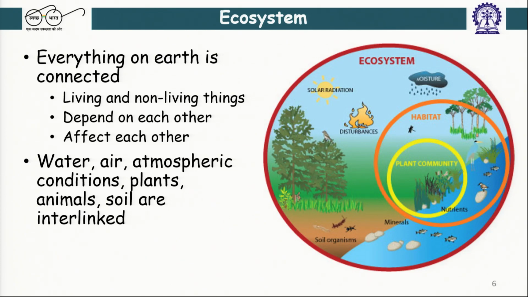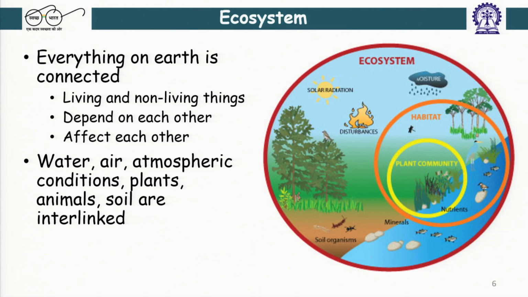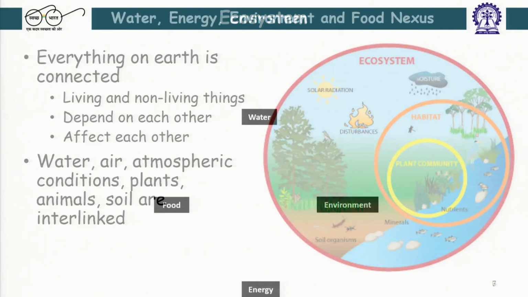You may have seen this kind of diagram before. Many of you may have taken an environmental science course in your high school, middle school and other stuff. So some of these basic stuff we will cover really fast so that you are aware of it. And then when we talk about environment, we talk about water, air, atmospheric conditions, plants, animals, soils, they're all interlinked, as you can see in this particular diagram as well.